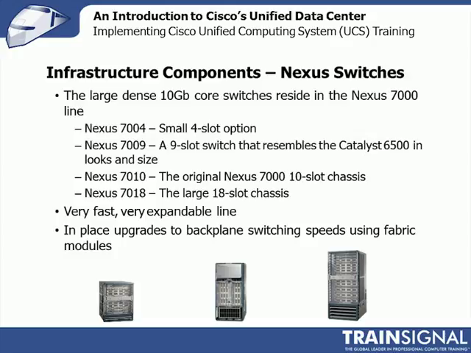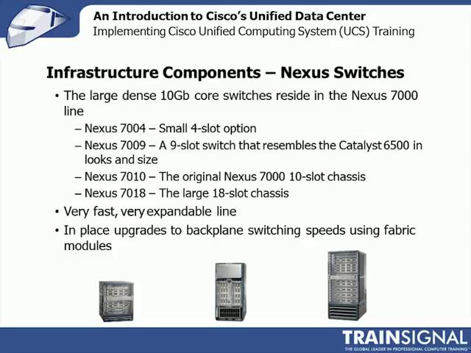Then there's the big boy, which is the Nexus 7000 line. There's 3 of them down at the bottom. There's a 7004, which is your 4-slot option, and a 7009, which is a 9-slot. It resembles a Catalyst 6500 in looks and size, which is why they have that. A lot of people think that's odd, seeing as the original 2 released were the 7010 and the 7018.